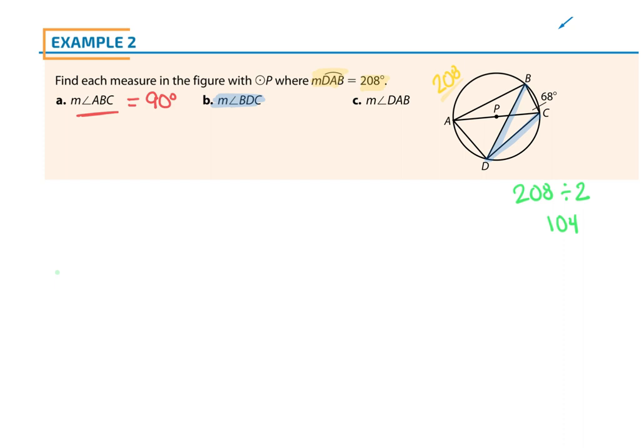All right. Both angles intercept the same arc. BAC intercepts this arc. BDC intercepts that arc. So I know they equal each other because we just had the proof that they equal each other. So I know that these two equal each other because they both intercept this arc right here.